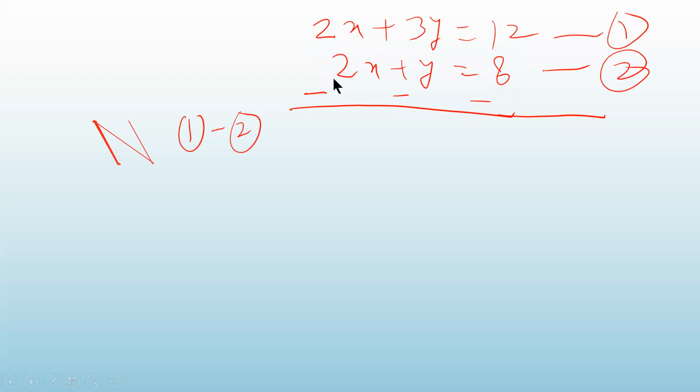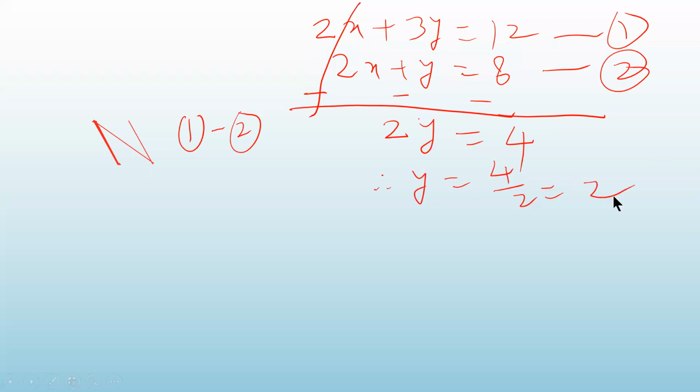Now look at this, 2x minus 2x, ये कैंसिल हो गया. 3y minus y will give you 3 minus 1 is 2, 2y. 2y is equal to 12 minus 8, that is 4. So what is the value of y? 4 upon 2, that is 2. तो y का वैल्यू आ गया 2.